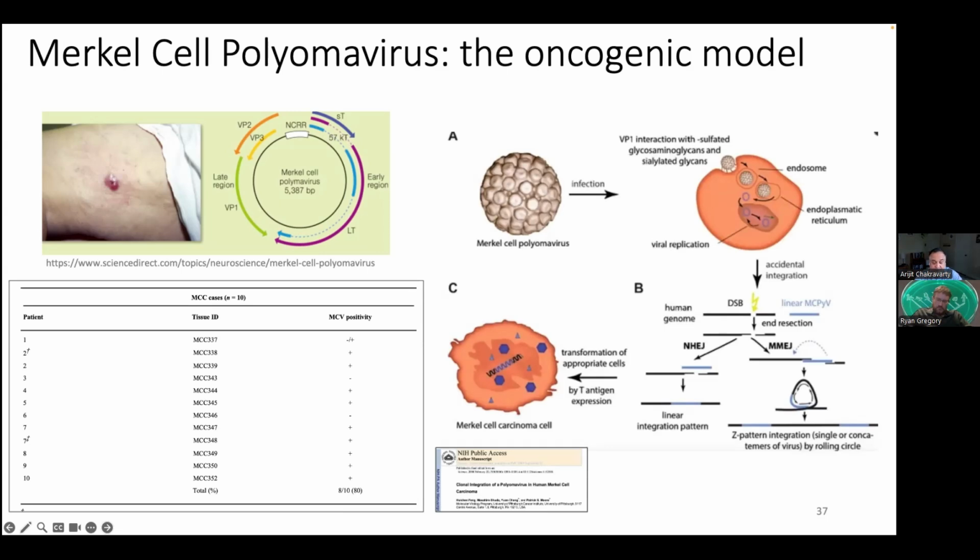So what they found was, when they sequenced, when looking for Merkel cell polyoma in these actual polyomas, polyoma virus, they found that pretty much most of these had Merkel cell polyoma.